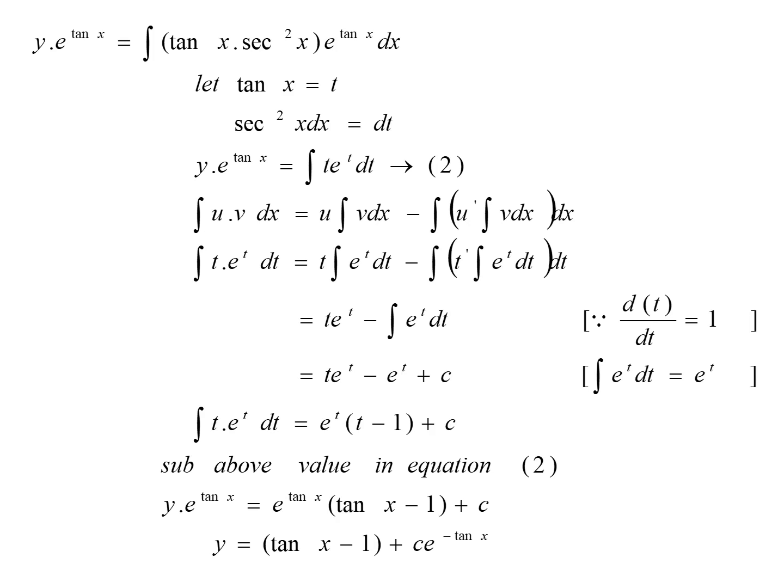Therefore, in the next line, we are going to divide by e power tan x throughout the equation. Then we got y is equal to tan x minus 1 plus c into e to the power of minus tan x. How did we get this step? Throughout the equation we are dividing by e to the power of tan x. On the left side, e to the power of tan x and e to the power of tan x get cancelled. On the right side, e power tan x cancels, and c by e to the power of tan x, no? When the denominator part brings to the numerator part, then it becomes e to the power of minus tan x. So that is how we got y is equal to tan x minus 1 plus c into e to the power of minus tan x.